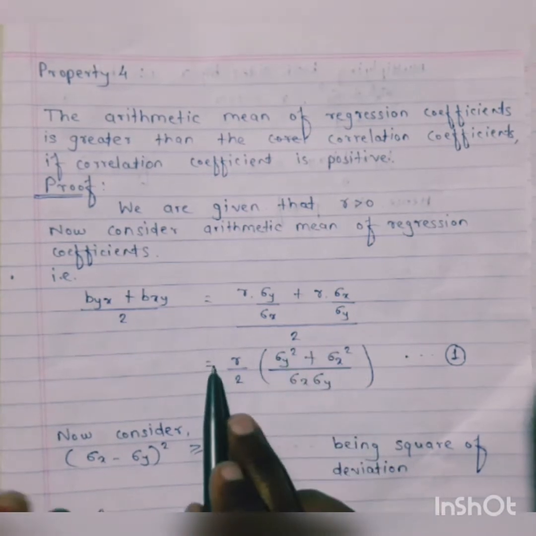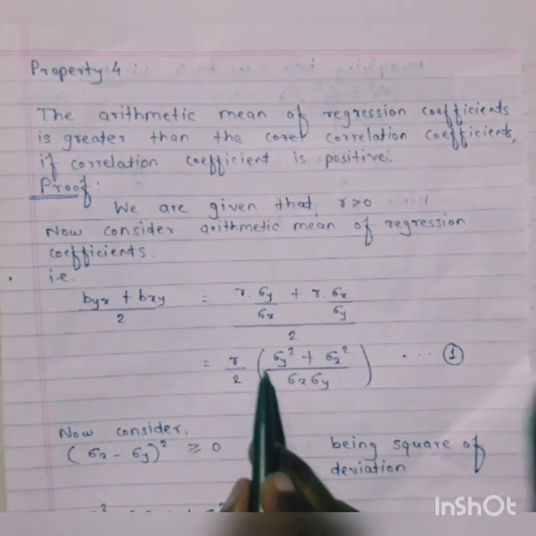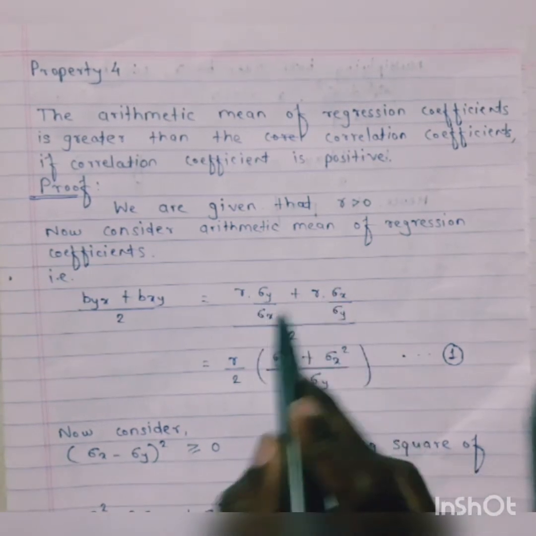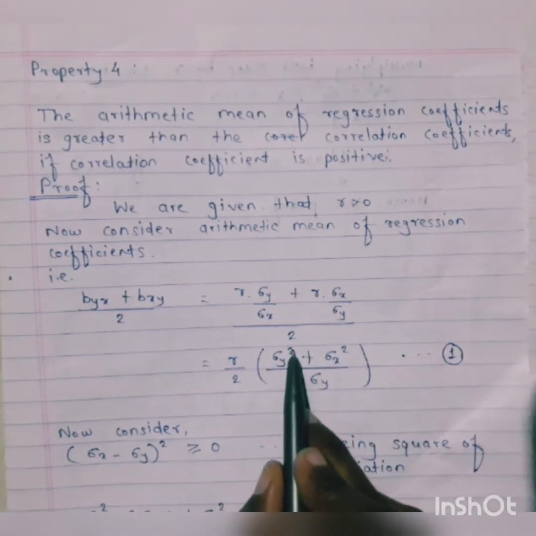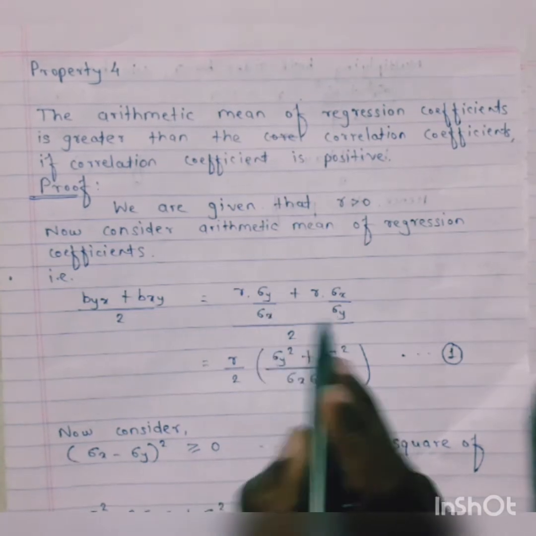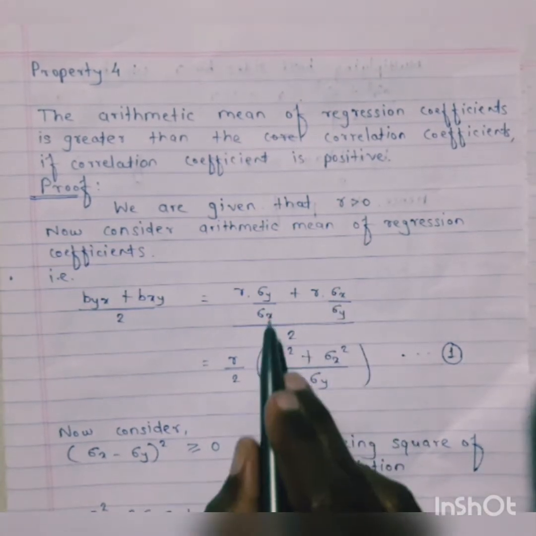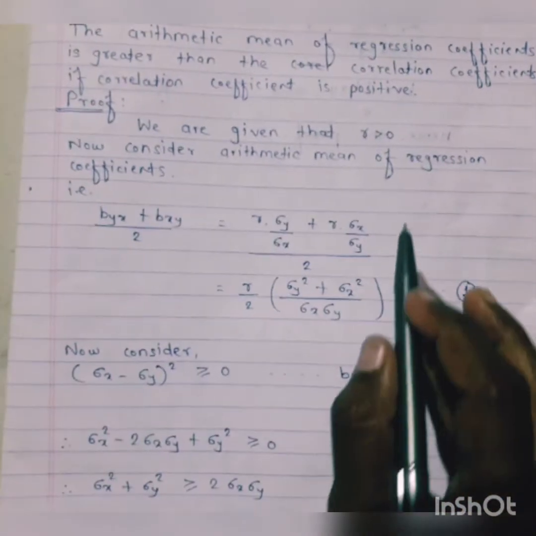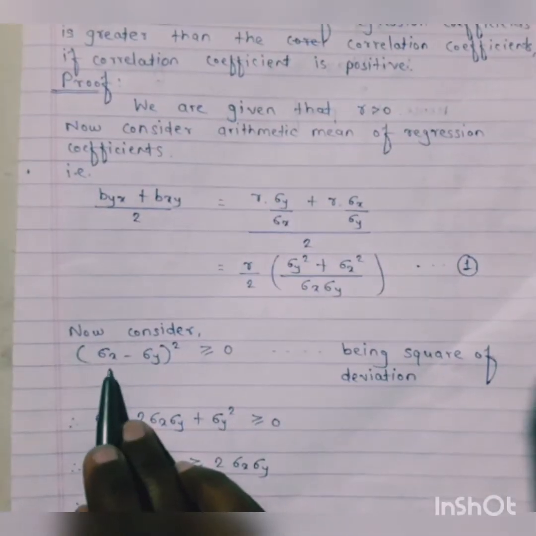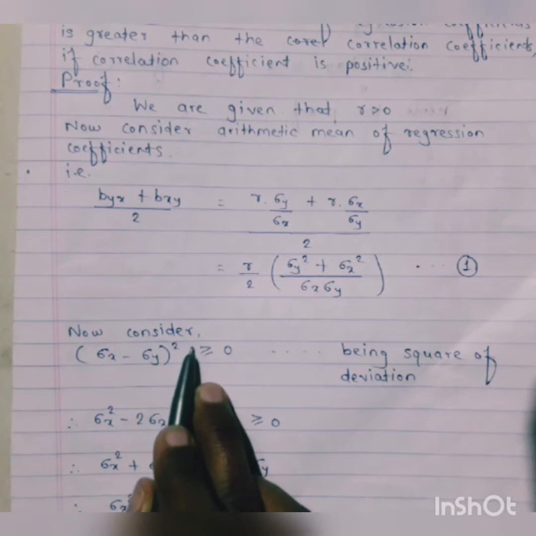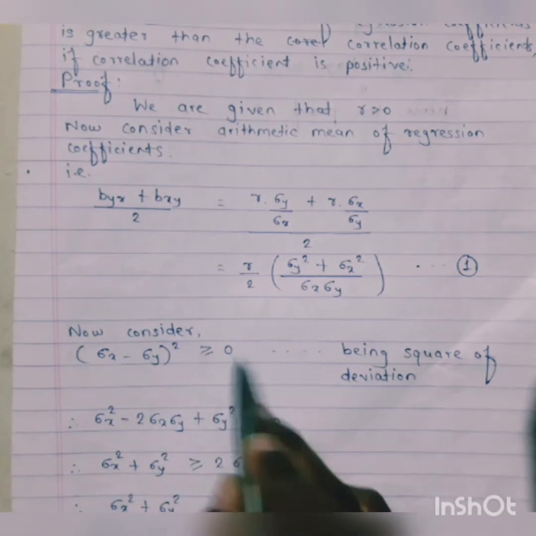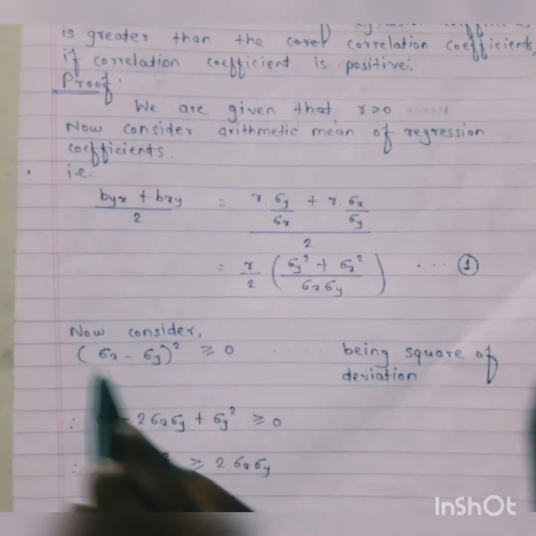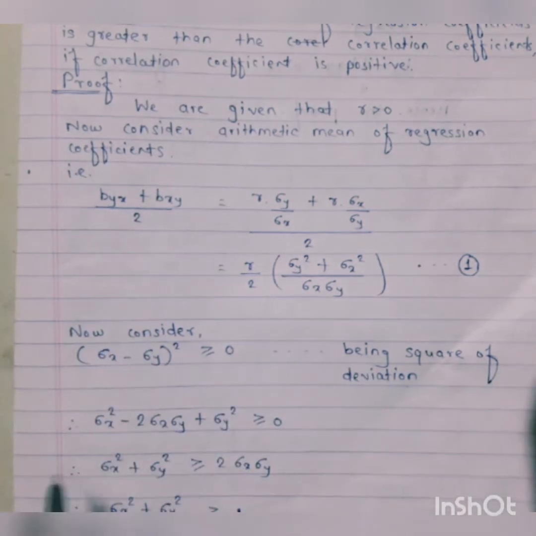The mean of these two, byx plus bxy upon 2, is equal to the values of byx and bxy upon 2, which is equal to, taking r by 2 common and in the bracket after solving, that is cross multiplication, sigma y square plus sigma x square upon sigma x into sigma y. This is equation number 1. And now consider sigma x minus sigma y, bracket square, greater than or equal to 0, being the square of a deviation.